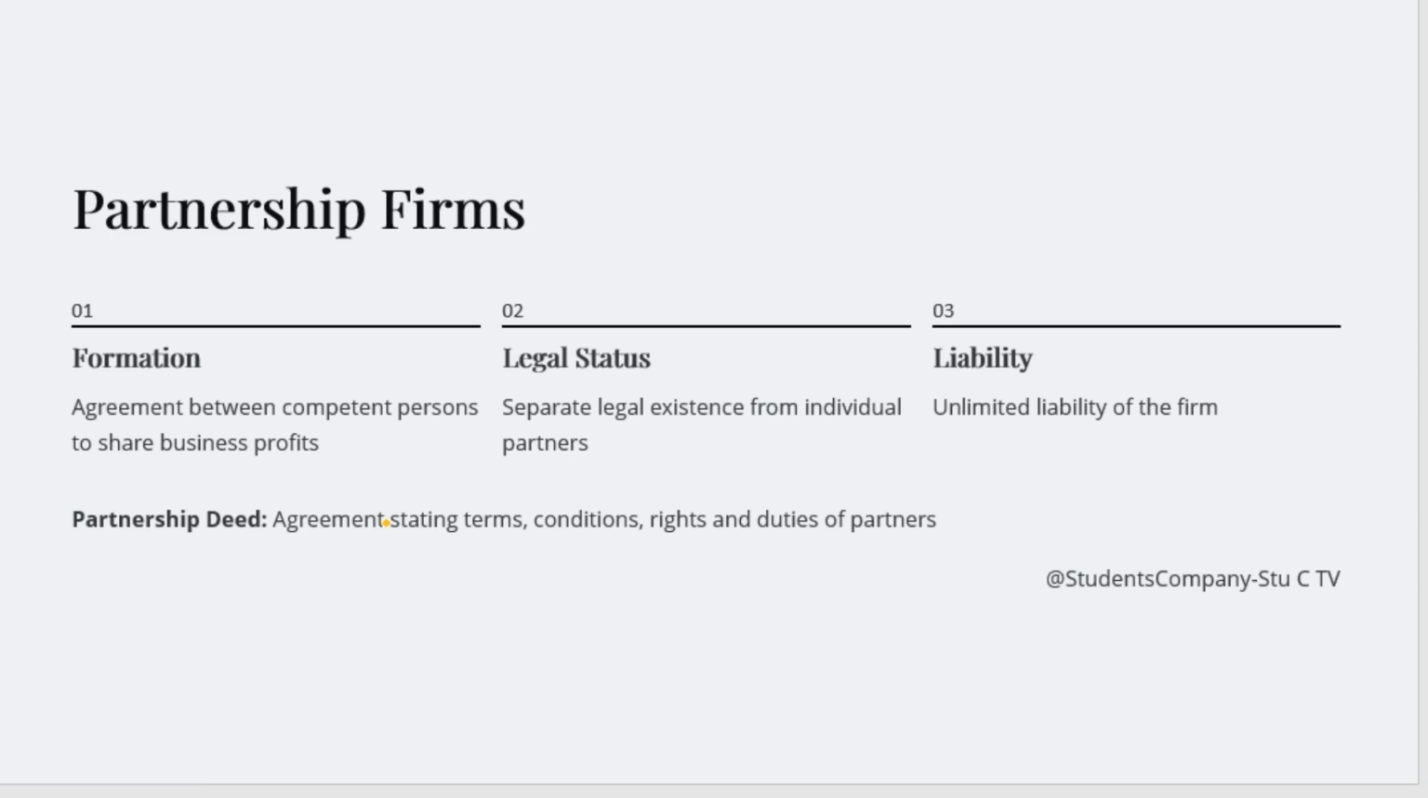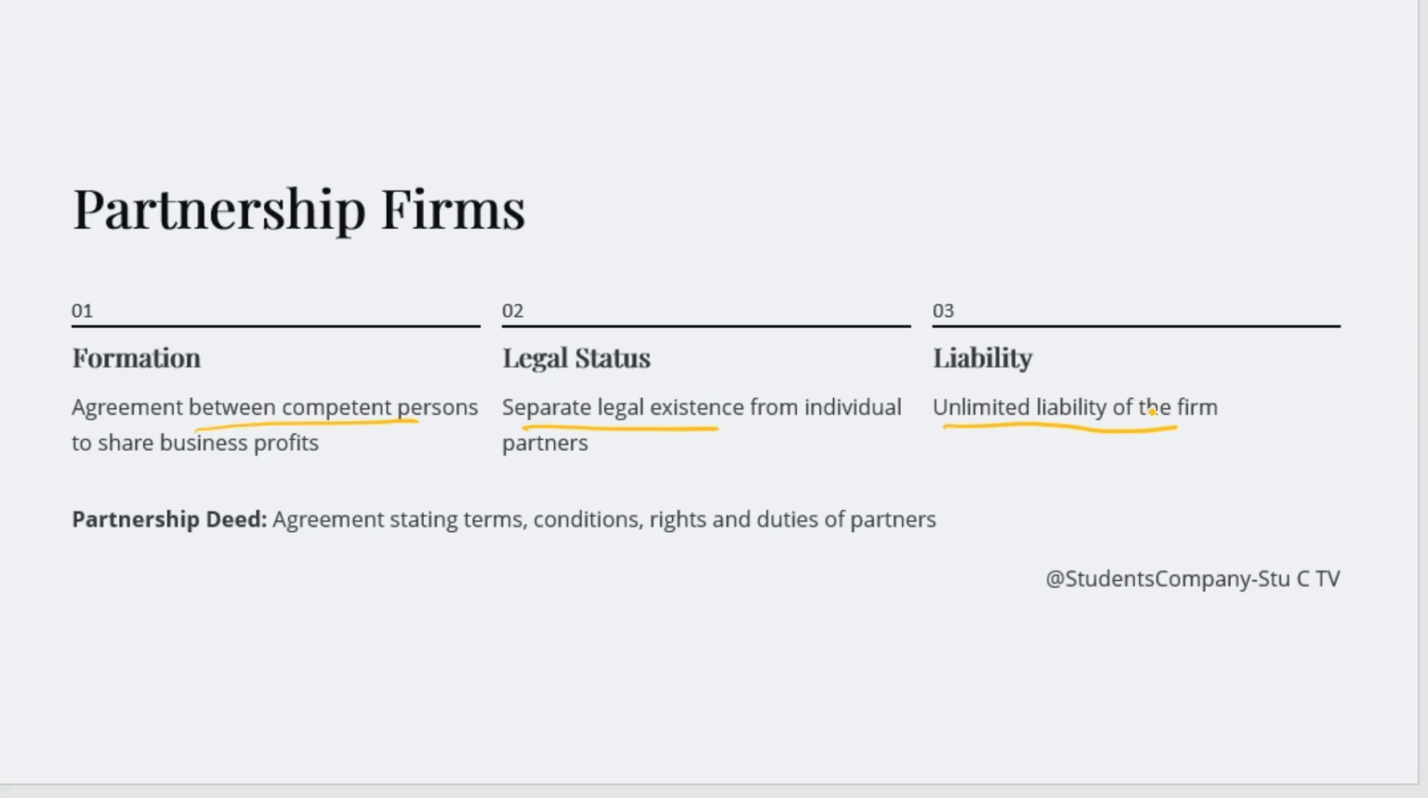Okay, a partnership is formed between competent persons to share business profits. They have a separate legal existence from individual partners, but the liability is unlimited. Okay, there may be two separate partners, but their liability is unlimited. It is not limited to the amount they contribute.